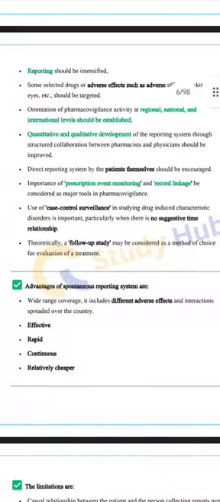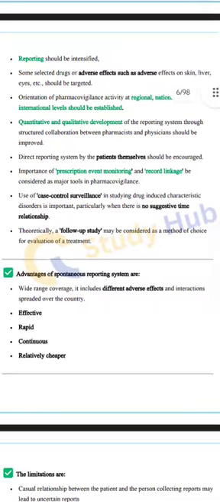Use of case-controlled surveillance in studying drug-induced characteristic disorders is important, particularly when there is no suggested time relationship. Theoretically, a follow-up study may be considered as the method of choice for evaluation of a treatment. A follow-up should be done to assess whether the treatment is effective or not.